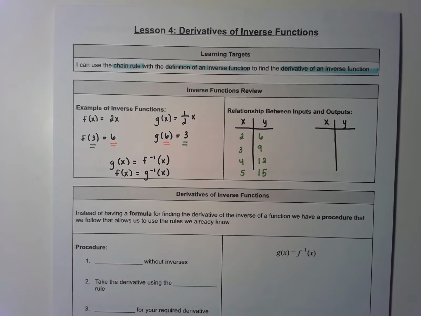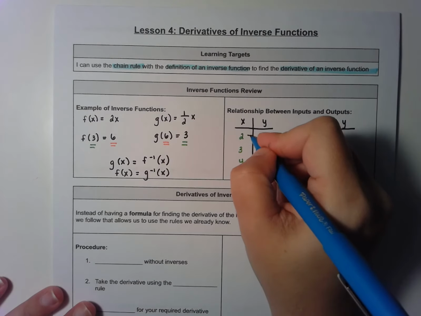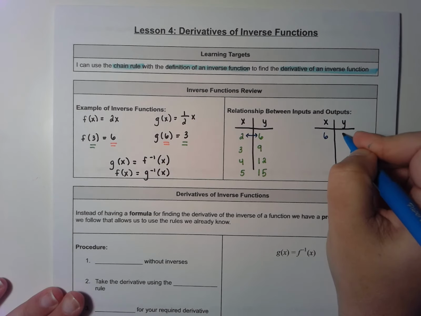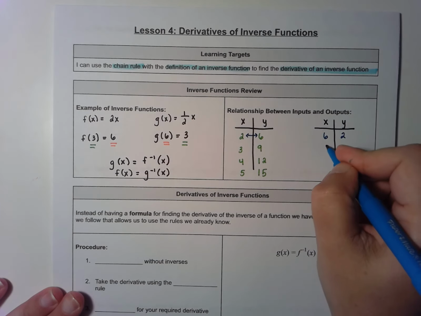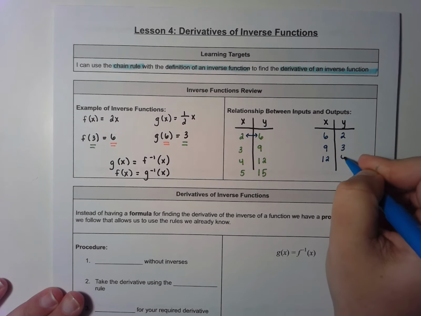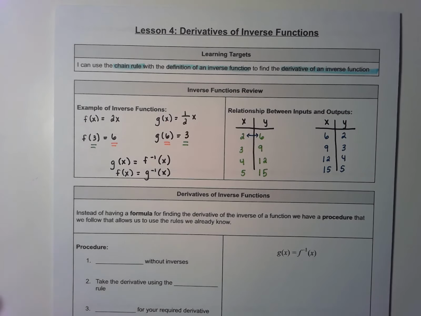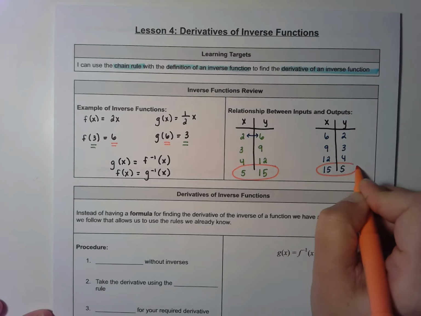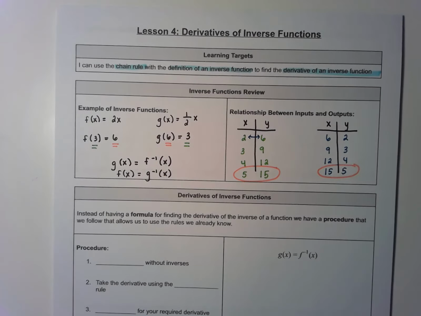If I know that the next table is about the inverse, then what I know is that the inputs and outputs are going to switch here. So when I plug in the number 6, I'm going to get 2. When I plug in the number 9, I'm going to get 3. When I plug in the number 12, I would get 4. And when I plug in the number 15, I would get 5. This relationship right here, that for the ordered pairs of inverse functions you switch the x's and the y's, is the most important thing that you need to know about inverse functions in order to find those derivatives.